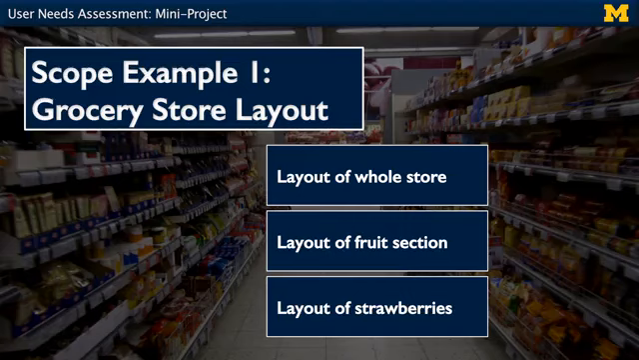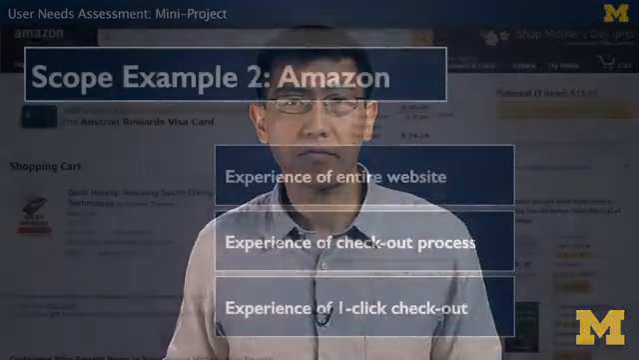is something that you probably could do with 2 hours of interview. So the whole store is probably too big. Just looking at the strawberries is too small. And just right is considering something about the fruit section and the layout of the fruit in that section.